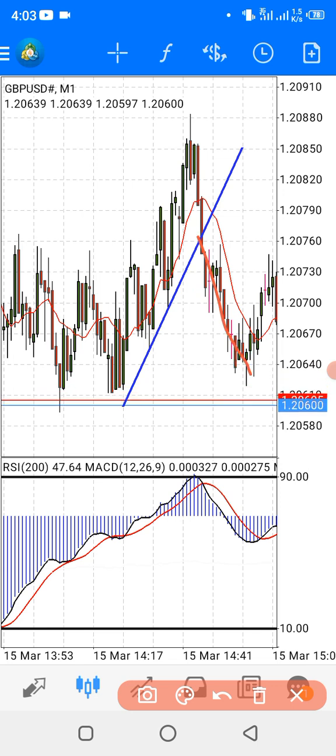and then it went all the way down. But because it broke that trend doesn't mean that you should just jump into the trade.